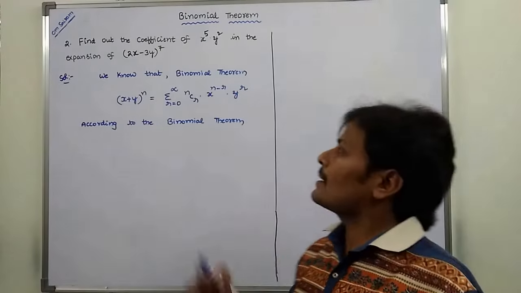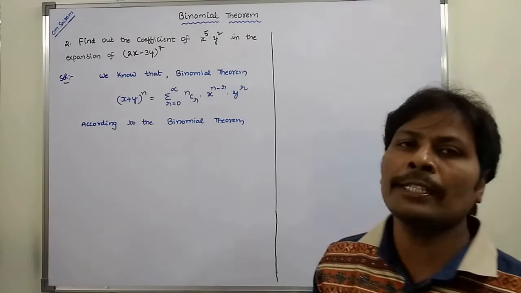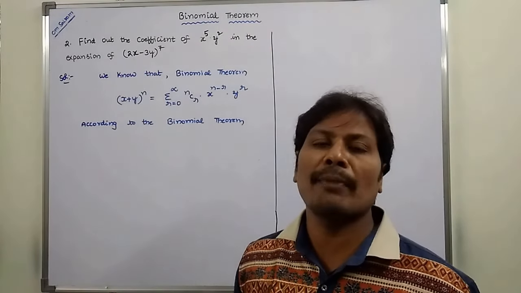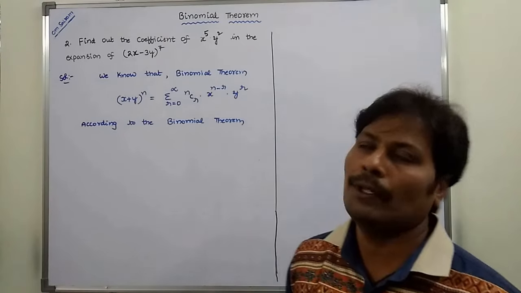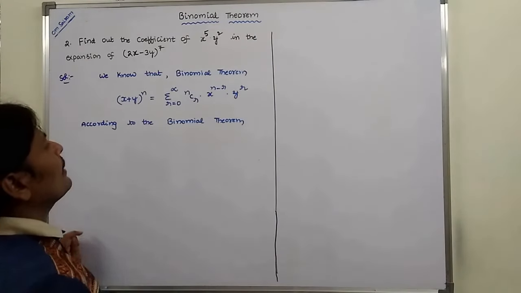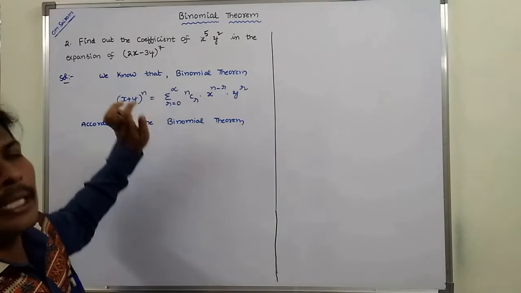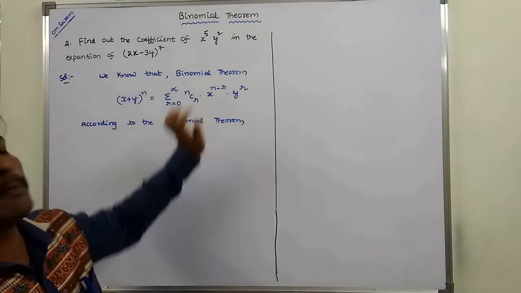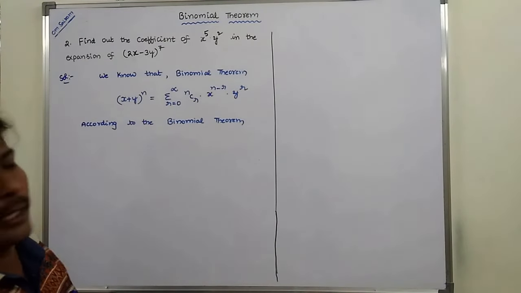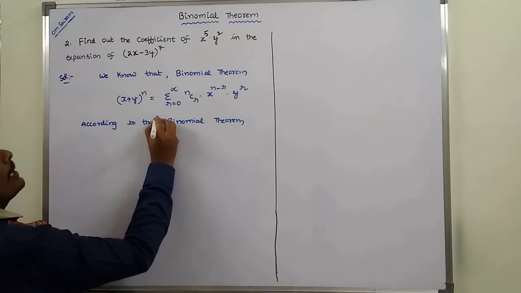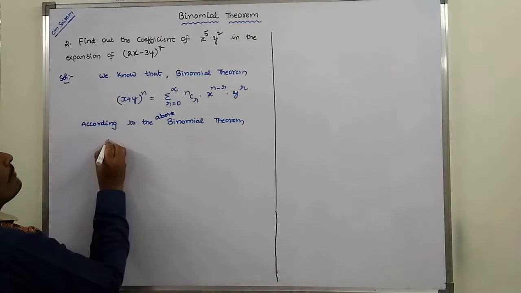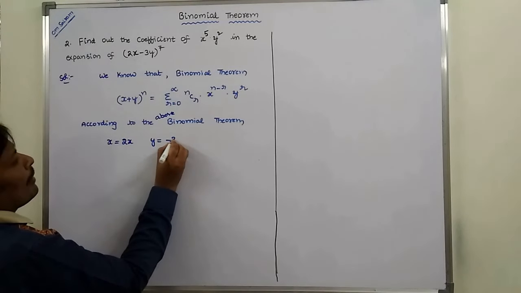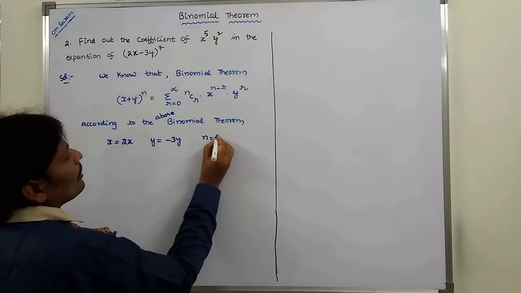Now we go for the second problem. Find out the coefficient of x power 5 into y power 2 in the expansion of (2x minus 3y) whole power 7. Okay. So we know that the binomial theorem is (x plus y) whole power n is equal to sigma r is equal to 0 to infinity nCr into x power n minus r into y power r. So according to the above binomial theorem, x value is equal to 2x and y value is equal to minus 3y and n is equal to 7.